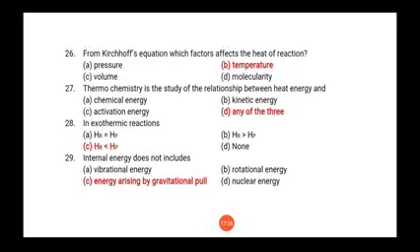So we know that internal energy is the mixture of energies. So it has the combination or summation of vibrational energy, rotational energy, translational energy, electronic energy, nuclear energy. So options A, B and D are not correct ones. So the correct answer must be energy arising by gravitational pull, because internal energy does not bother about gravitational pull. So it has nothing to do with gravitational forces. So internal energy does not include energy arising by gravitational force.